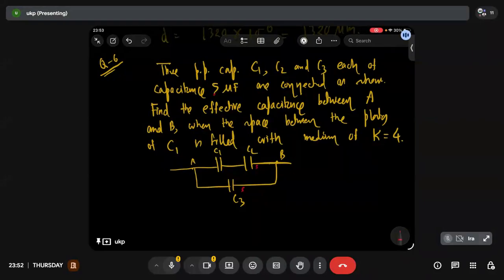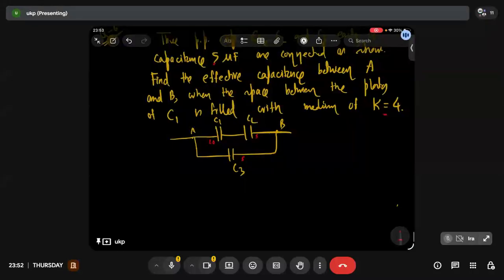Initially C1 का capacitance था 5. If you are filling the space between the two plates with a dielectric medium of dielectric constant 4, the capacitance will become basically 4 times of the previous value. So 20. 20 and 5 are connected in series. इन दोनों का equivalent क्या आएगा? 20 into 5 by 20 plus 5, 4. 4 के साथ नीचे क्या है? 5. 4 and 5 are connected in parallel. तो equivalent आएगा 4 plus 5, 9 microfarad.